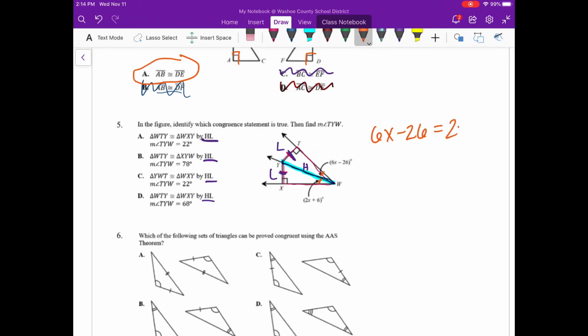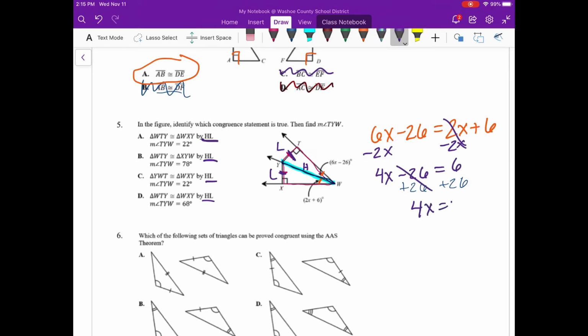6x minus 26 equals 2x plus 6. And I'm going to go ahead and solve for x. So first I'm going to move this 2x over. That gives me 4x here minus 26 equals 6. Then I'm going to add 26 to both sides. Oh, sorry, this is supposed to be equals a positive 6 in that previous step.